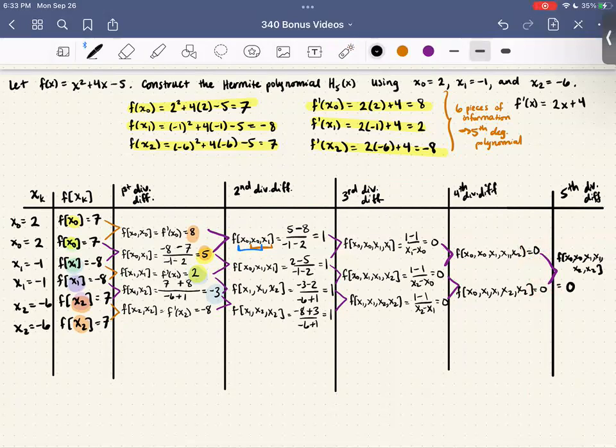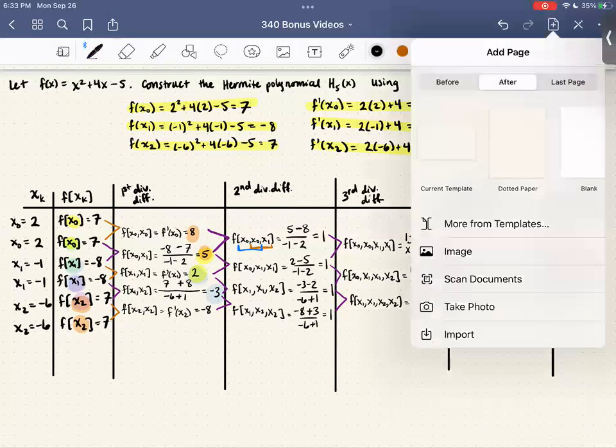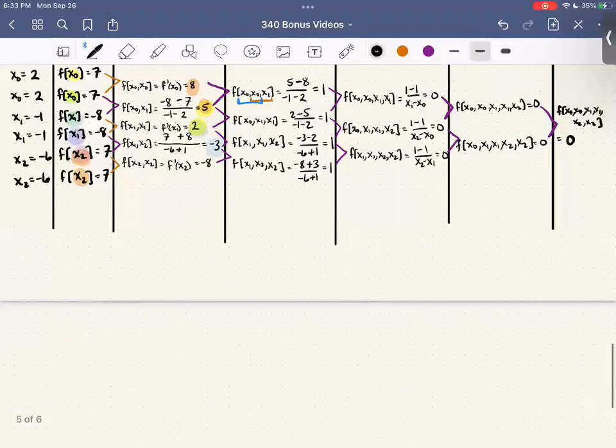Okay. But I wanted to write all of this out so you can see how it builds on itself. Now, let's write out what our polynomial looks like after all this work. Let me get myself some more paper here.